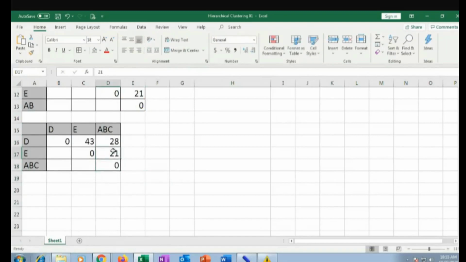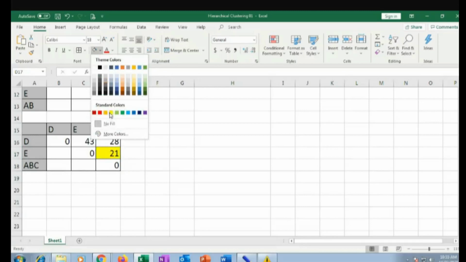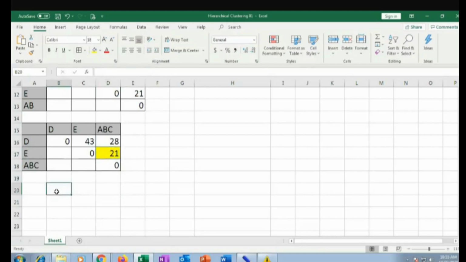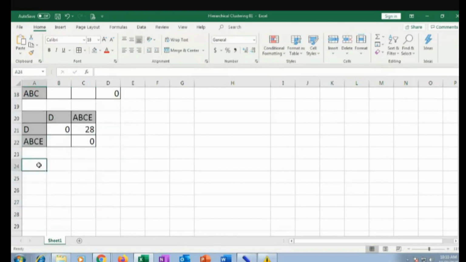Okay, and then next cluster to be merged will be E. So you will write D, then A, B, C, E, D, A, B, C, E. Okay, and then this is straightforward. So D to D is 0, D to ABC is 0, and D to ABCE is obviously 28.